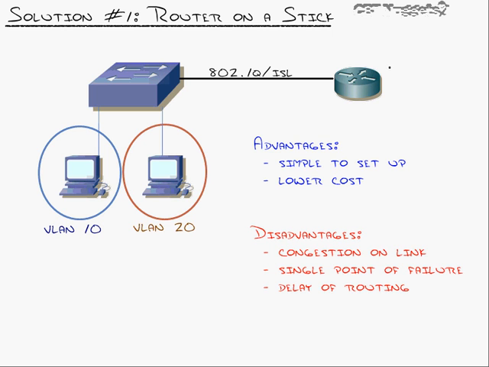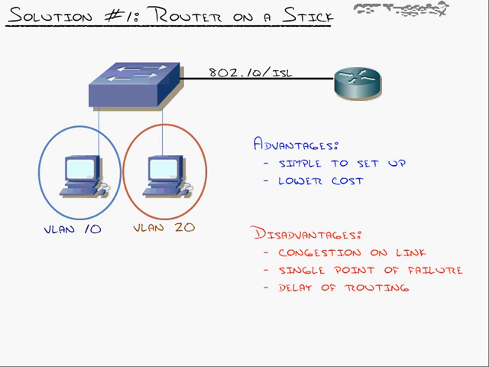The advantages of using a router on a stick is it's very simple to set up. You can use your existing equipment, and it's a lower cost because you don't have to have any special switch hardware to do this. It's all on a router, which you typically have connecting to your WAN interface anyway.